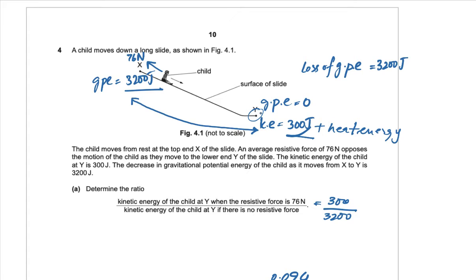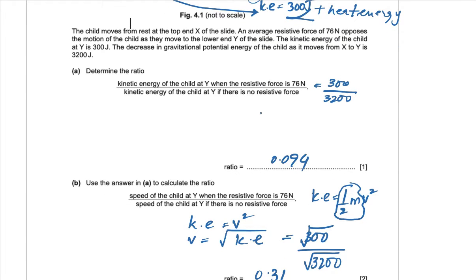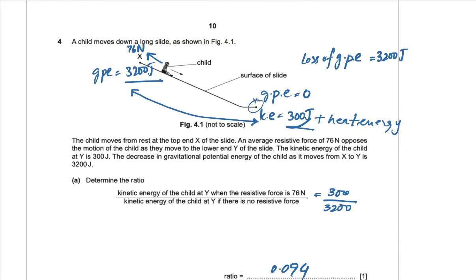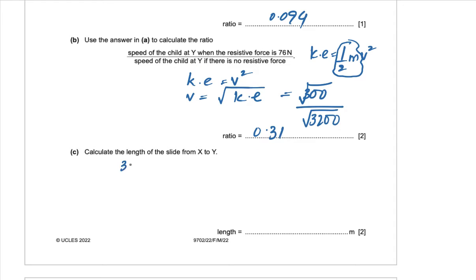All right, so like I mentioned a few seconds ago, both the lost energy due to the resistive force of 76 newtons and the kinetic energy of the boy at point Y are going to be balancing the gravitational potential energy at point X. Gravitational potential energy is going to be equal to the sum of the heat loss and the kinetic energy of the boy at point Y, which was 300 joules. So the energy loss was 2900 joules. Now we're going to consider this 2900 joules in the formula.